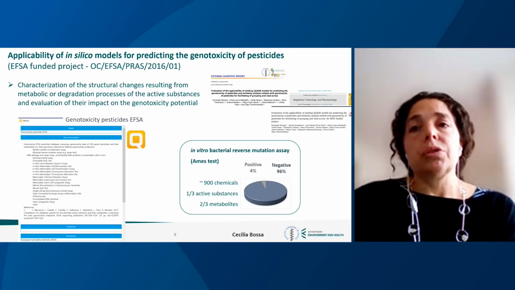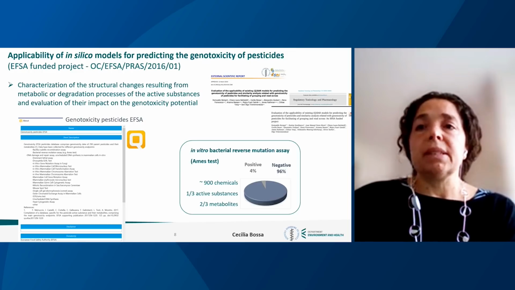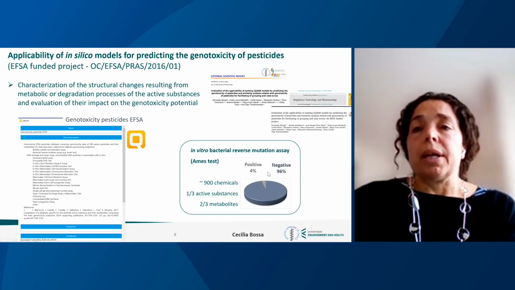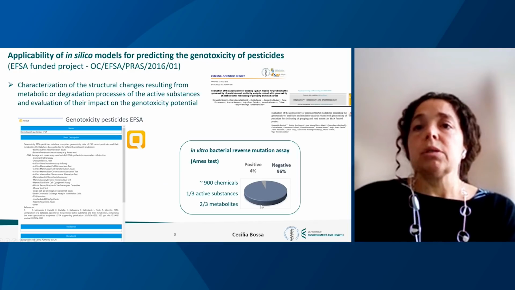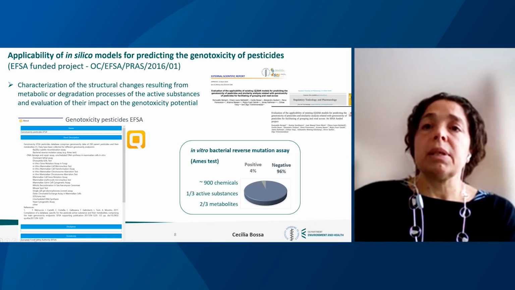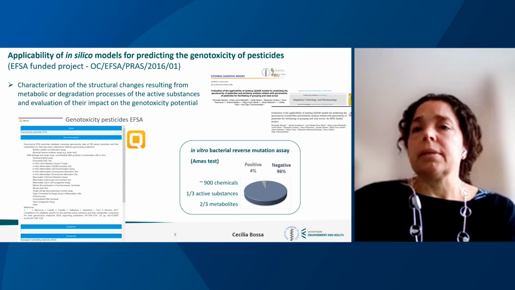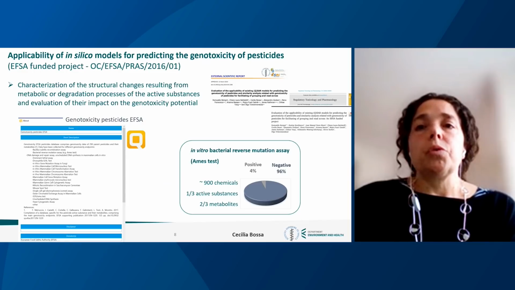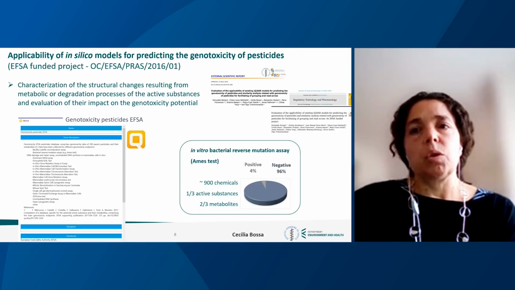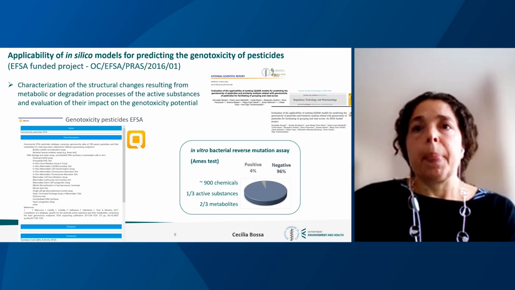We focused on chemicals with the AIMS test results because this assay is the most represented in the database, allowing us to draw a more comprehensive picture. The in-house dataset of AIMS test results consisted of approximately 900 chemicals, of which one third were active substances, with a proportion of positive-negative results very unbalanced towards the negatives.